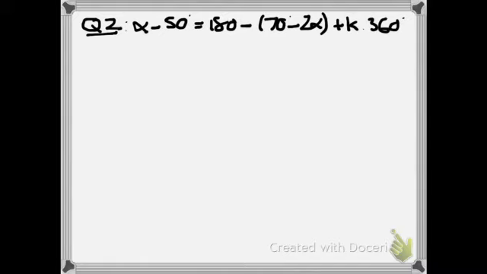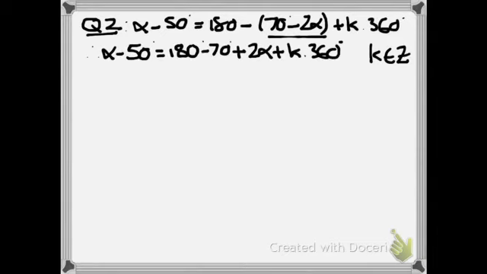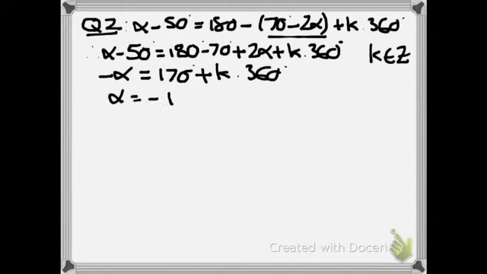In quad 2, we have alpha minus 50, the angle we're trying to find, equal to 180 minus my reference angle, plus K360. Don't forget, somewhere in your page, you need K as an element of integers. Our next step is to multiply out that bracket, and then move everything so that your alphas are on one side and your numbers on the other. That gives us negative alpha equal to 170 degrees plus K360. Multiplying through by the negative, alpha is equal to negative 170. It doesn't matter if you go plus or minus K360 here, it makes no difference because K represents an integer which could be negative 1, positive 1, etc.